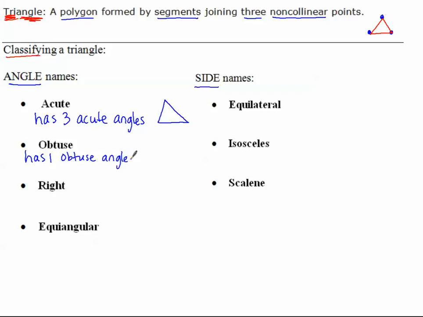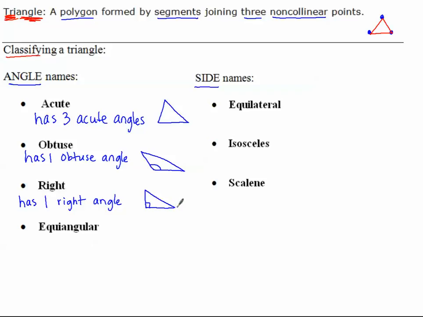An obtuse triangle has 1 obtuse angle. So when I draw an obtuse triangle, I usually start by drawing an obtuse angle, see how this angle looks greater than 90 degrees, and then connecting to make the third side. A right triangle has 1 right angle. So similarly to the obtuse triangle, I start by drawing a right angle and then I connect to make the third side.